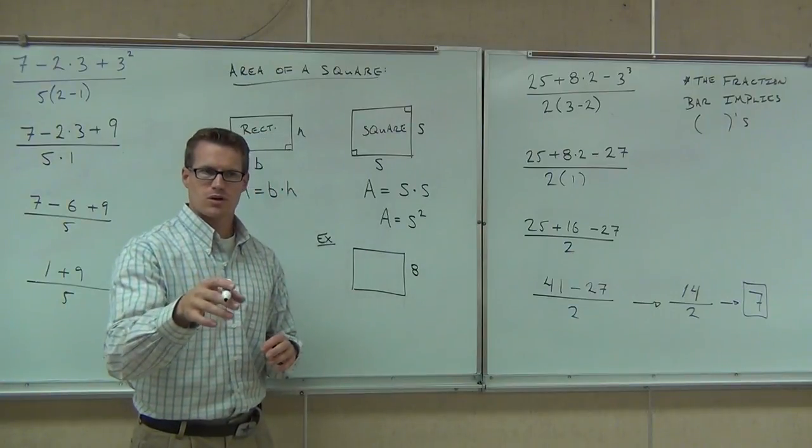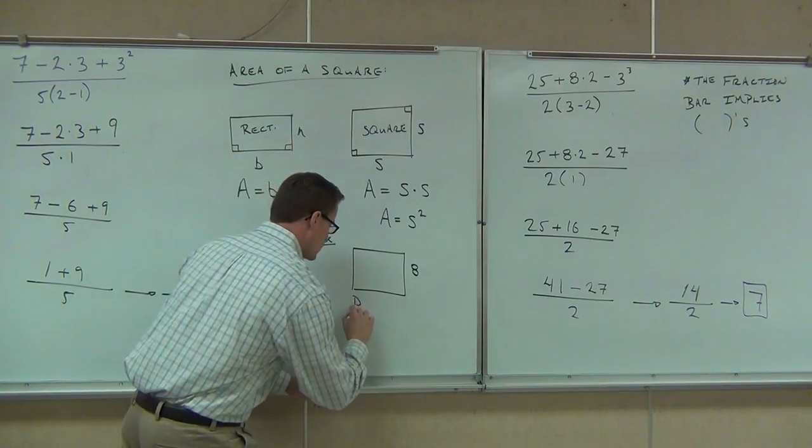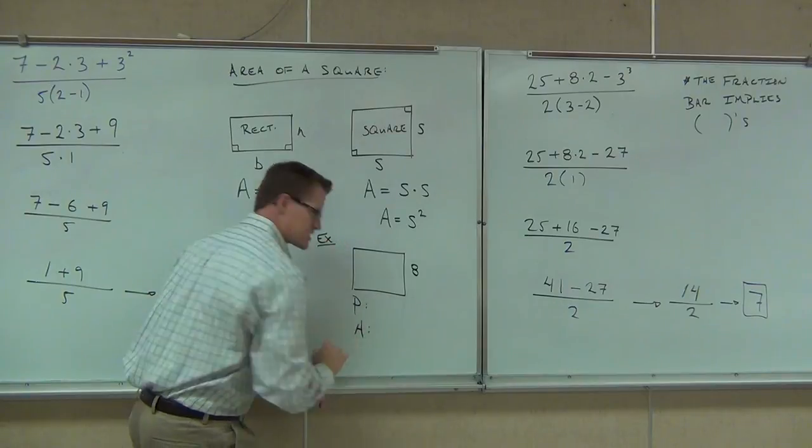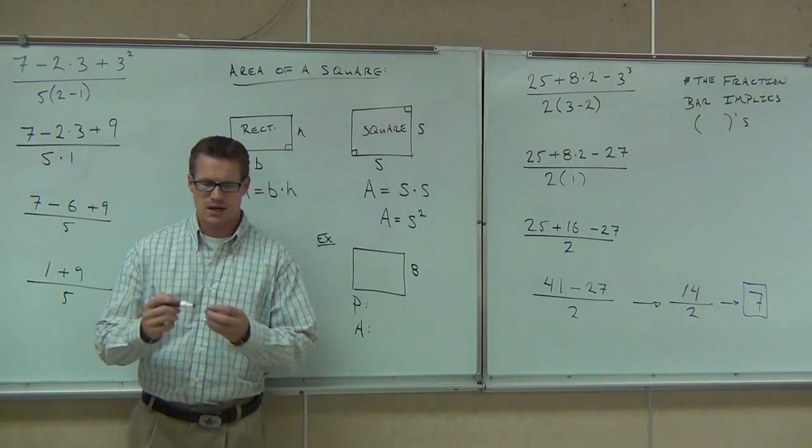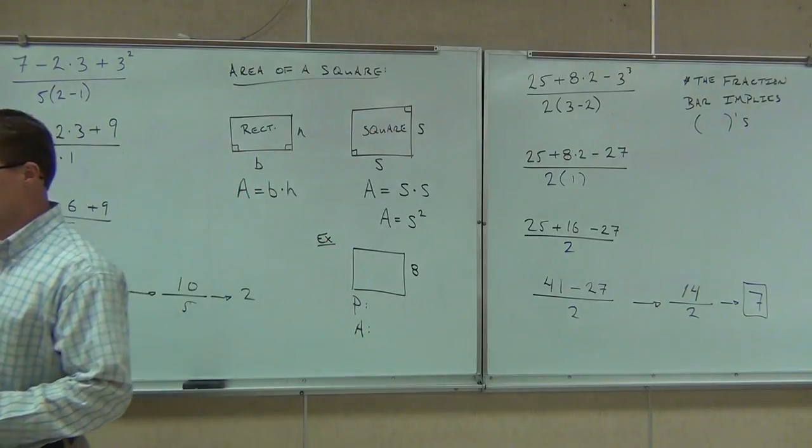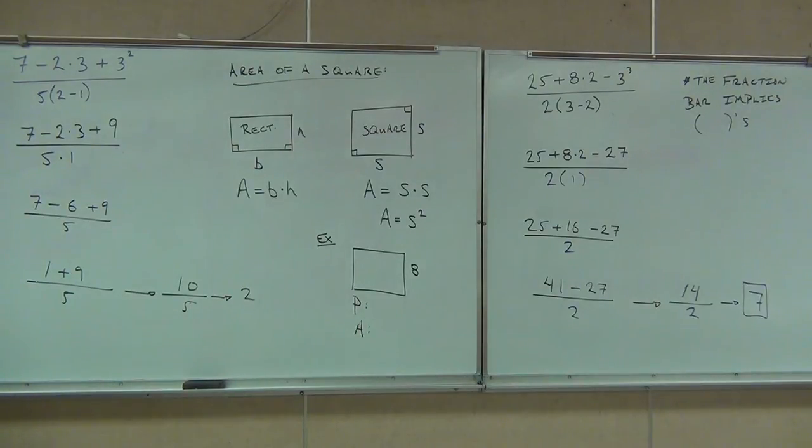I want you to do the perimeter on your own. Actually, do them both on your own. See if you can figure that out. Find the area and the perimeter. Is it a square or a rectangle? It says a square.